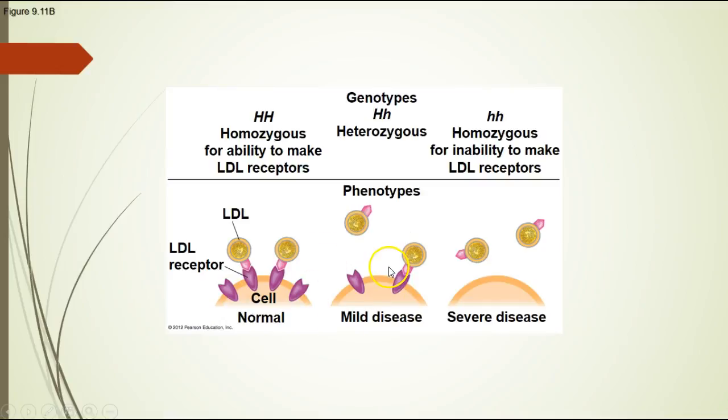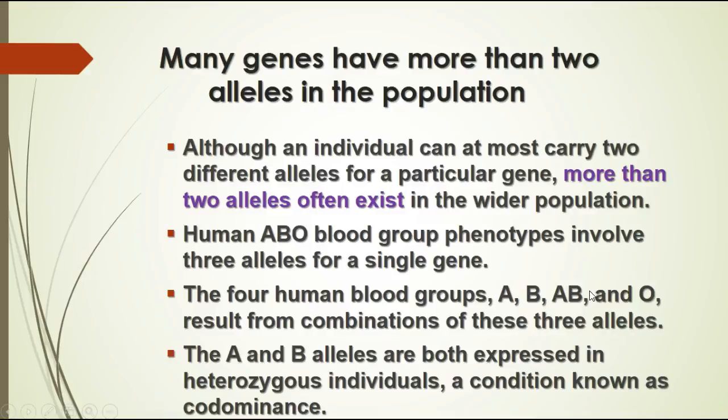In the mild disease, you're heterozygous and you have some receptors for the LDL, but not as many as you do in the normal condition. So you might have moderately high cholesterol. In the severe disease, you don't have any LDL receptors, and so you end up with a very high level of cholesterol in the blood. That's an example of incomplete dominance in humans. There are others, and we'll talk about some of those in class.